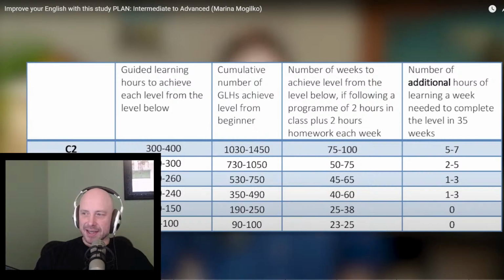So they have these ideas of guided learning. Guided learning means you with a teacher, basically. So that's how long you are in class.